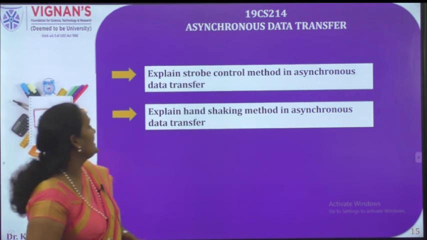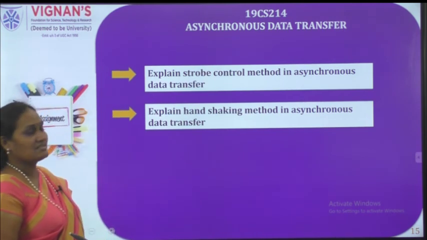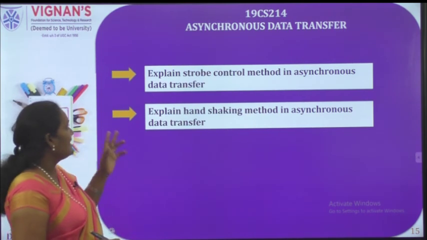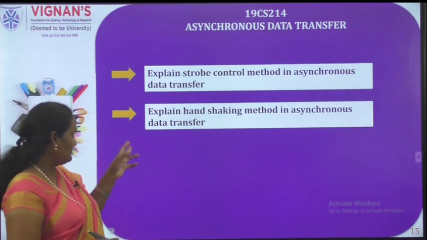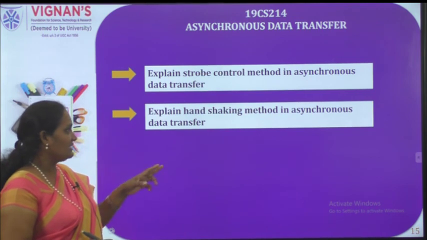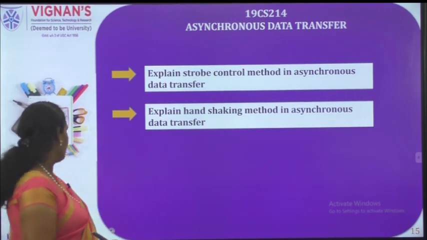To assess yourself, I have given two questions. Please answer these questions. The first question is, explain the strobe control method in asynchronous data transfer. The second one is, explain the handshaking method in asynchronous data transfer.